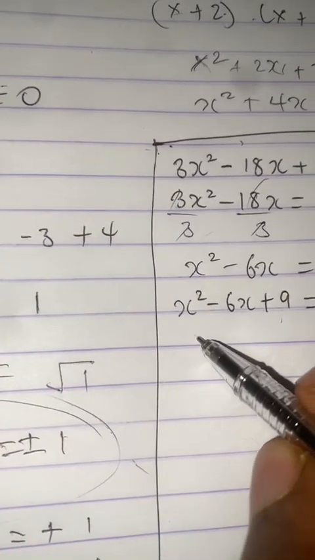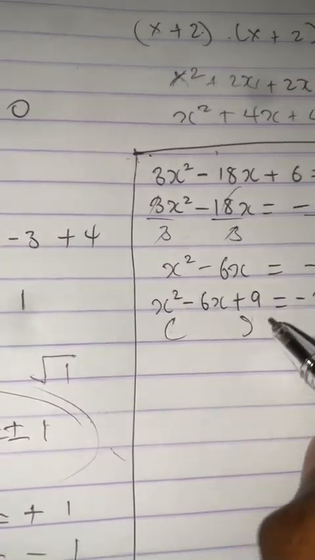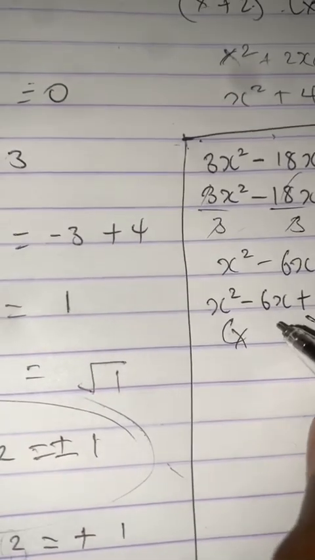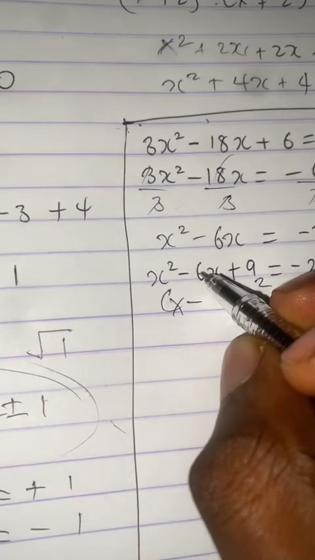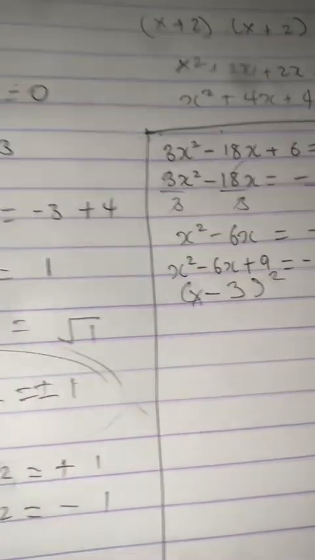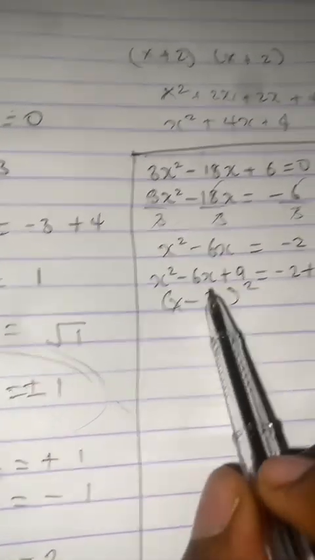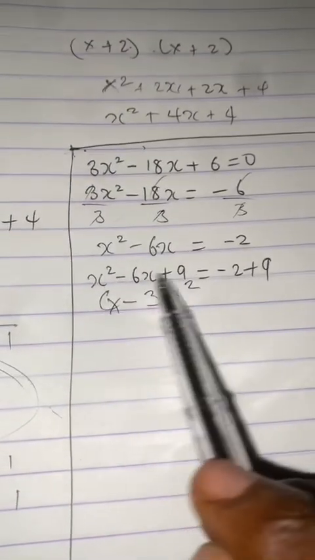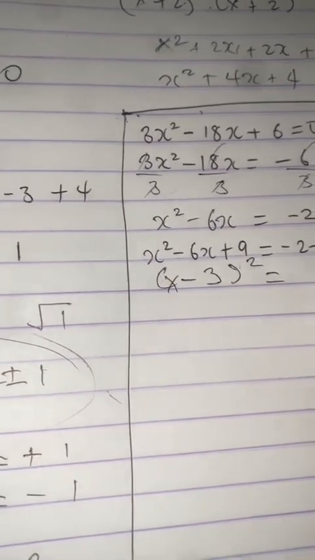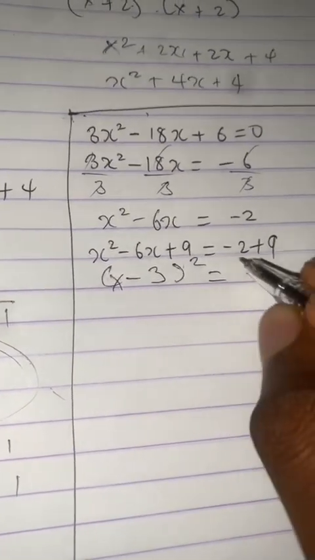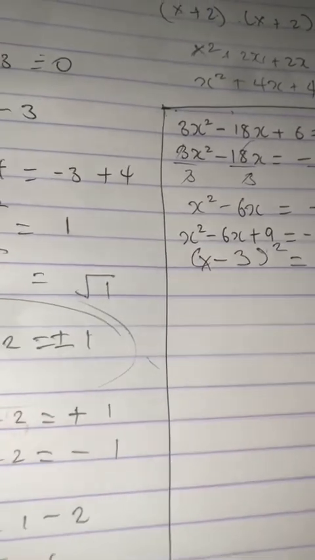Okay? So we would say, remember, squared is going to be x, negative half of 6 is 3. And now if you solve this, just like how we solved this, you would get the same answer as this, which is equals to 7. Negative 2 plus 9 is equals to 7.